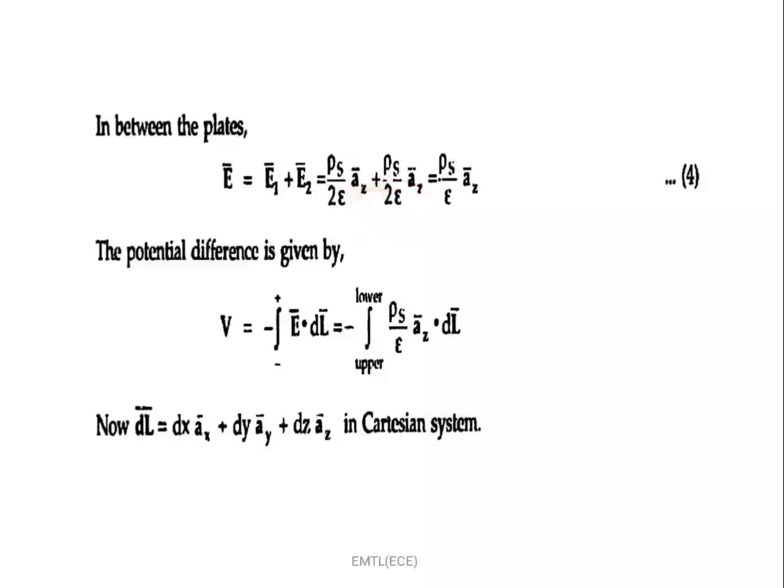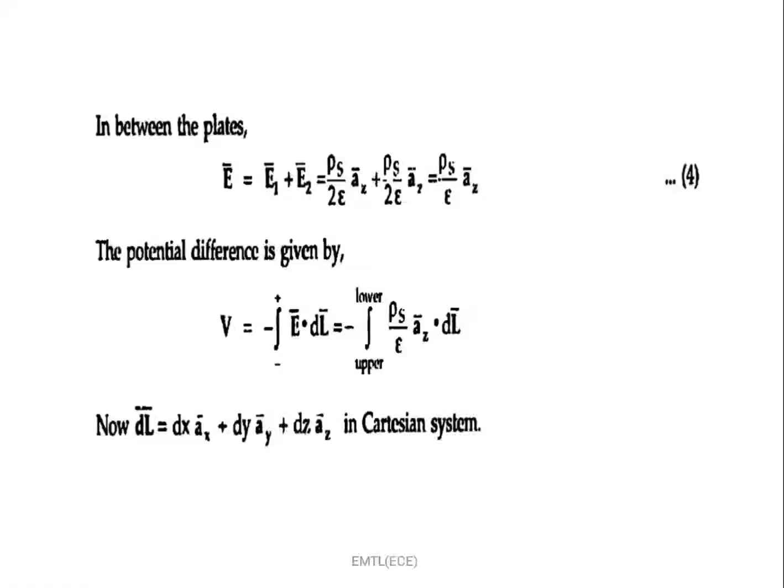So the values of E1 bar and E2 bar substitute here, that is rho s by 2 epsilon Az bar plus rho s by 2 epsilon Az bar. So this value is equal to rho s by epsilon Az bar. So equation 4 gives the expression for electric field intensity, but we have to find the potential difference between these two plates.